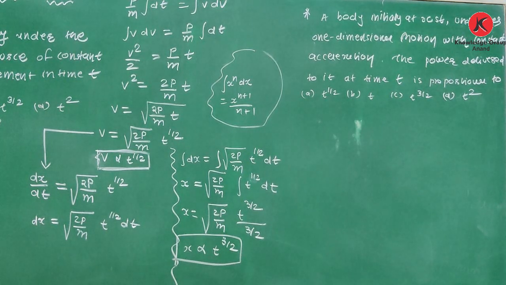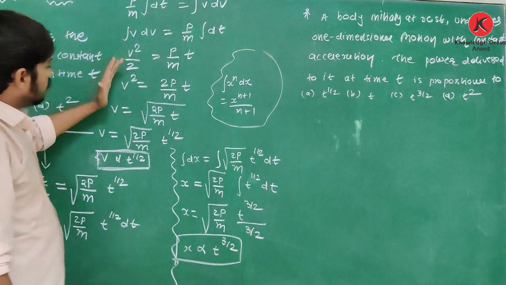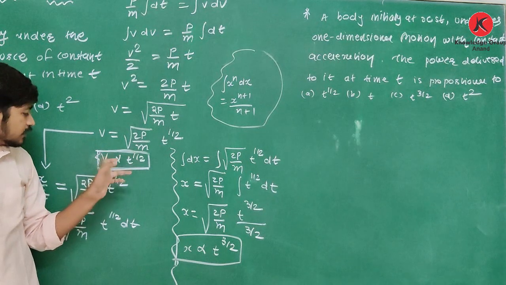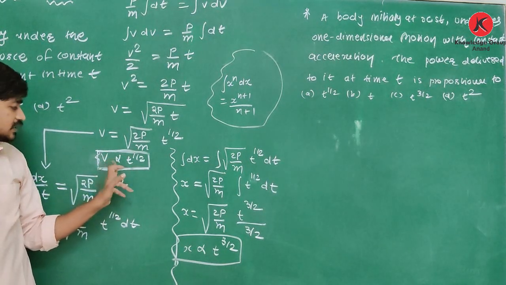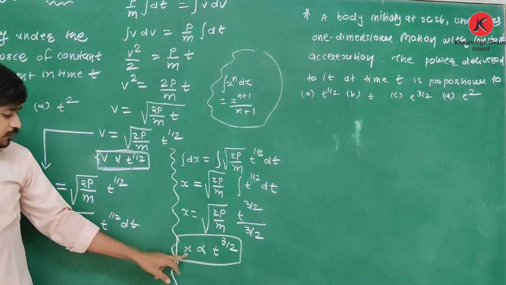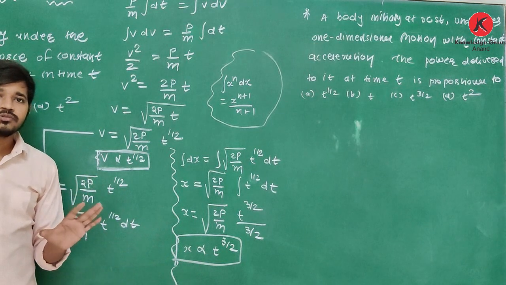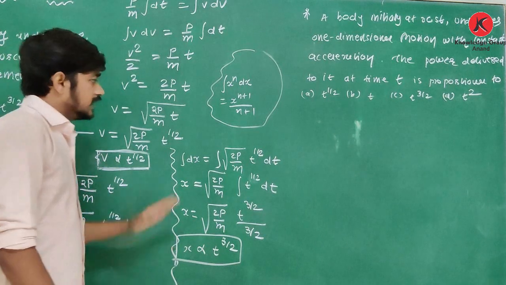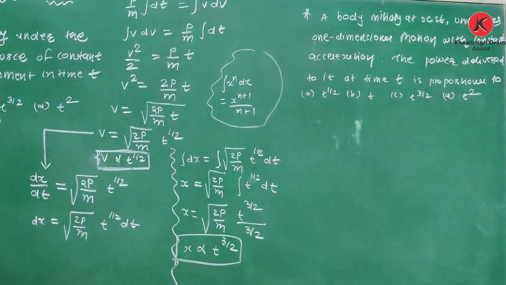So yes, again you are given a source of constant power, and you have to find its displacement in time t. First of all, P is equal to Fv, F is equal to Ma, and a is equal to dv upon dt. From this, first of all, you have to find the equation of v, the velocity in time t. Velocity in time t is directly proportional to t raised to 1 by 2, and displacement x is proportional to t raised to 3 by 2. So there are two questions here: first the relation of velocity and then the relation of displacement. Clear about this question? This question is based on integration.